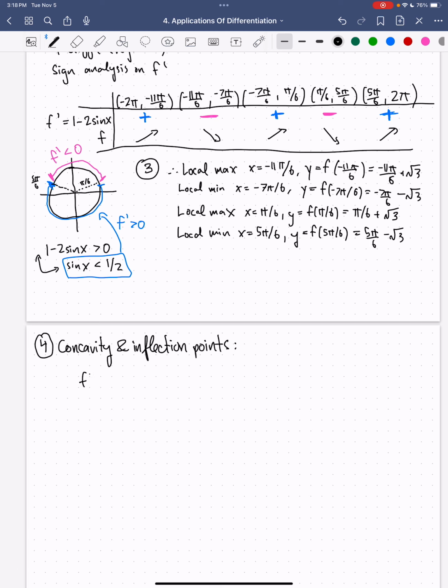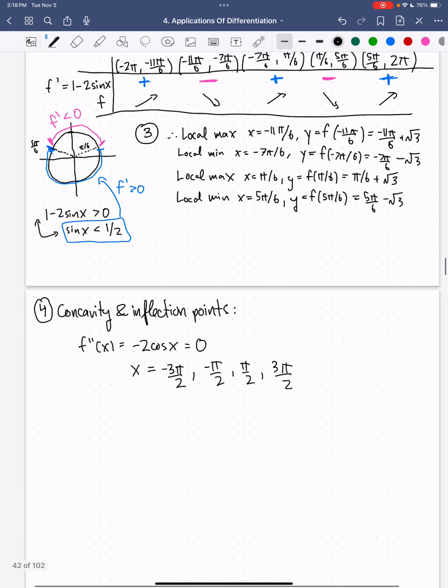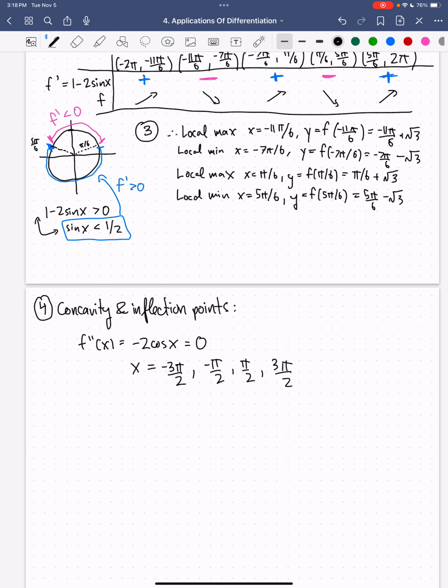So, as we saw above, the second derivative is equal to negative 2 cos x. We want to see where that is equal to 0. Well, that's just where cos is 0. And so, within the interval from negative 2 pi to 2 pi, that means we've got negative 3 pi over 2, negative pi over 2, pi over 2, and 3 pi over 2. Okay, so now we've got 4 numbers to consider when it comes to making our table.